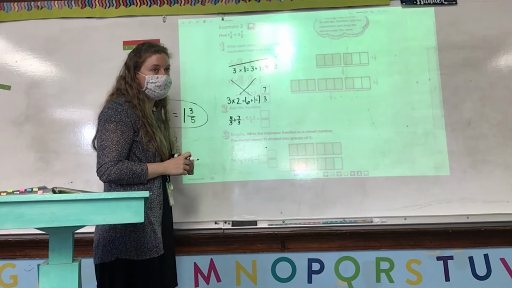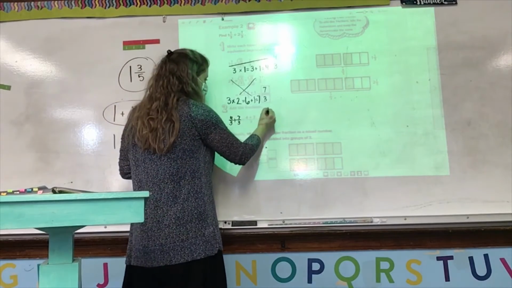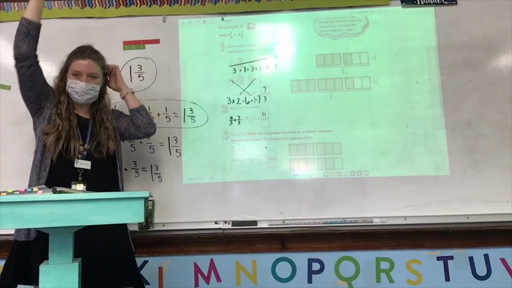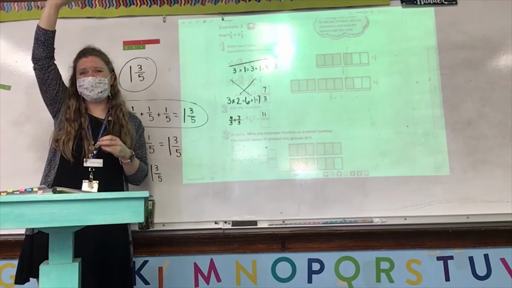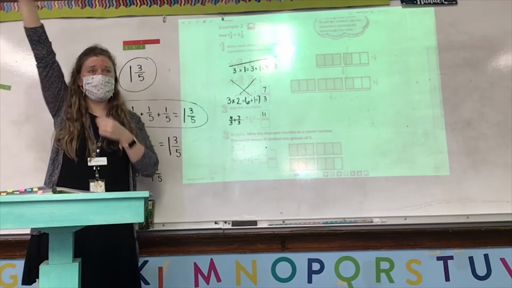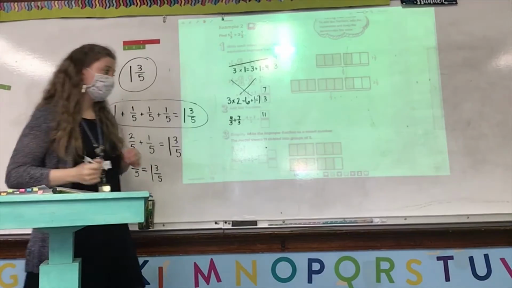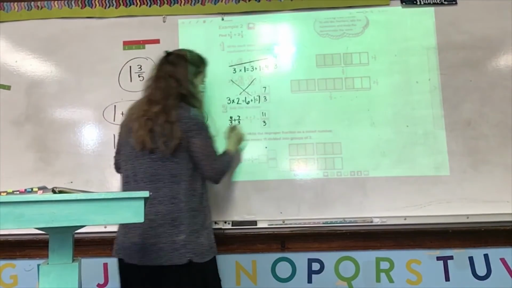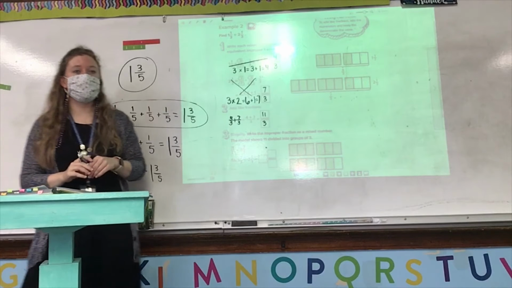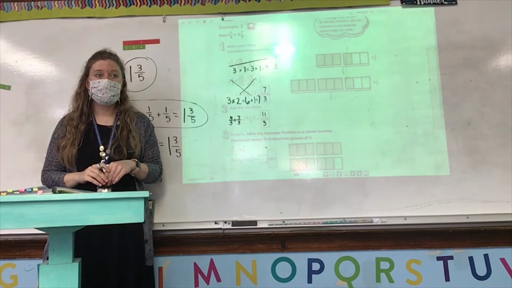Carla, 4 plus 7? 11. What do we do with the denominator? Come on, we just did this lesson. It's the same as subtraction, just the opposite operation. Michaela? It stays the same. So class, 4/3 plus 7/3 is?